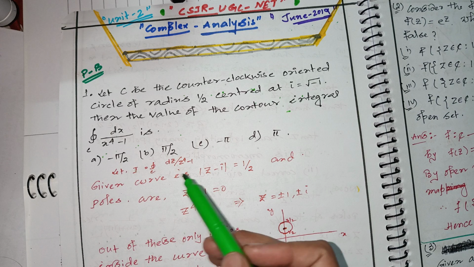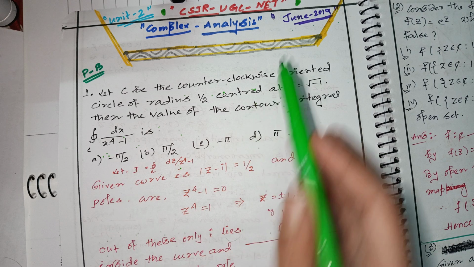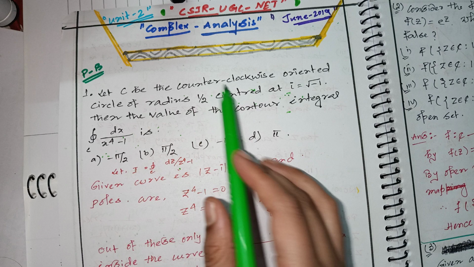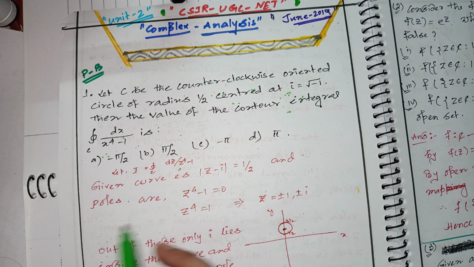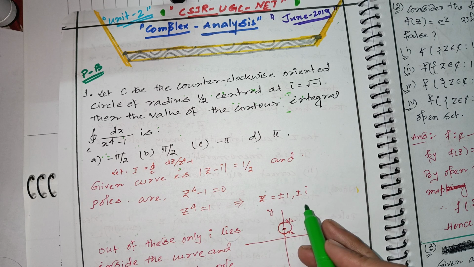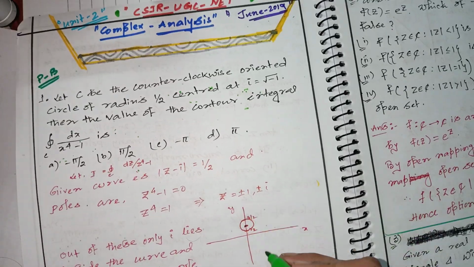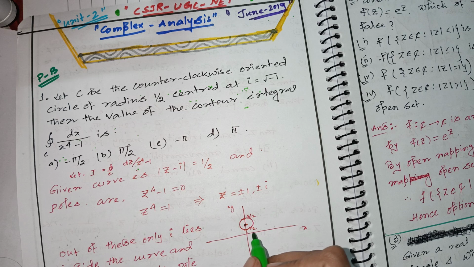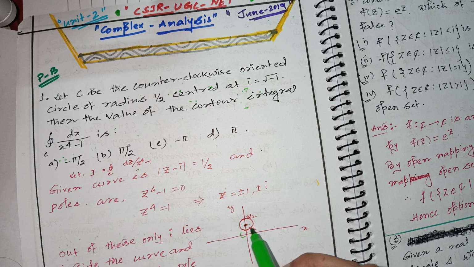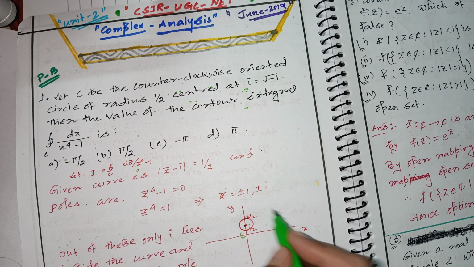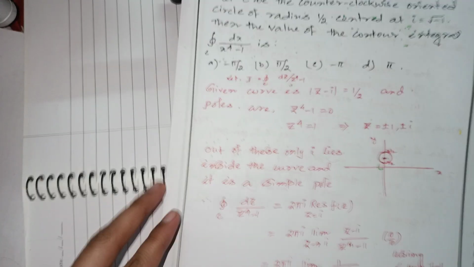So first we convert it, define i equals to z in terms of x. Here we see that i is the center and half is the radius. So the given curve is mod of z minus i equals to half, and the poles are z to the power 4 minus 1 equals 0, that is z equals plus minus 1 and plus minus i. So we draw a circle here, half radius and center i. This is the circle, and we see that only z equals i lies in the circle. Other points are outside of the circle.